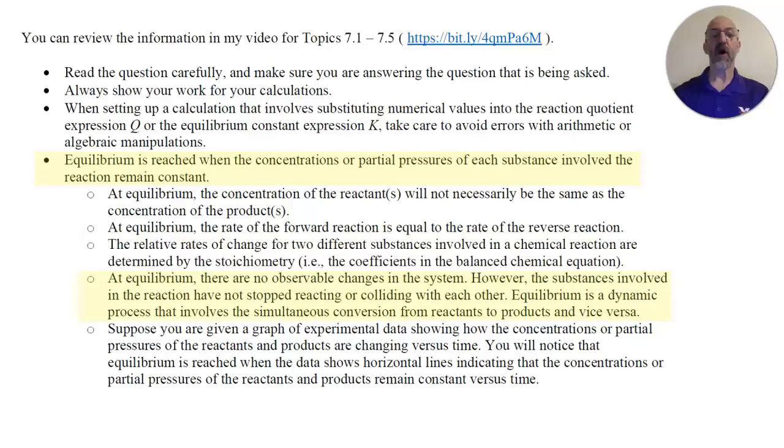At equilibrium, there are no observable changes in the system. However, the substances involved in the reaction have not stopped reacting or colliding with each other. Equilibrium is a dynamic process that involves the simultaneous conversion from reactants to products and vice versa. Suppose you are given a graph of experimental data showing how the concentrations or partial pressures of the reactants and products are changing versus time. You will notice that equilibrium is reached when the data shows horizontal lines indicating that the concentrations or partial pressures of the reactants and products remain constant versus time.